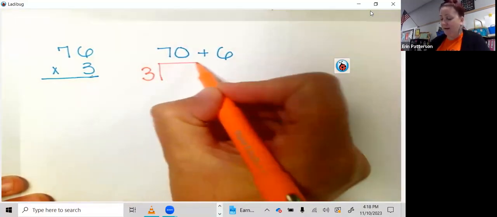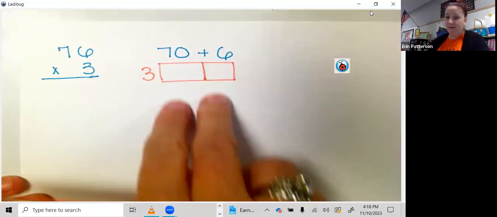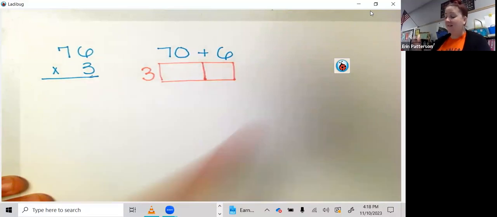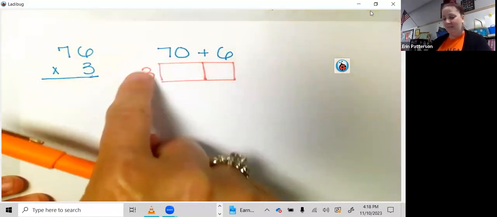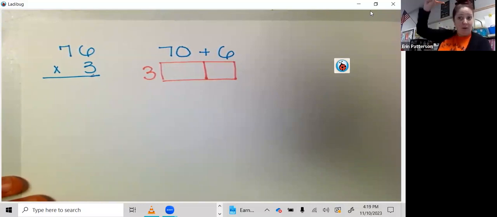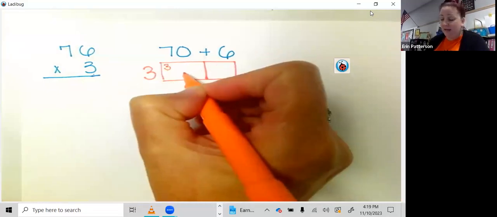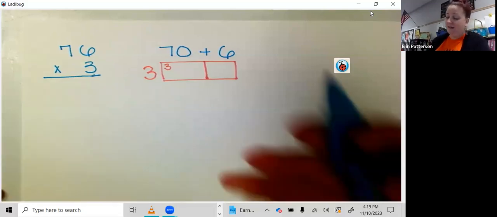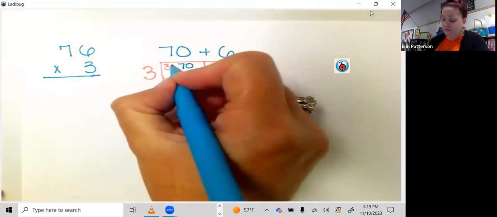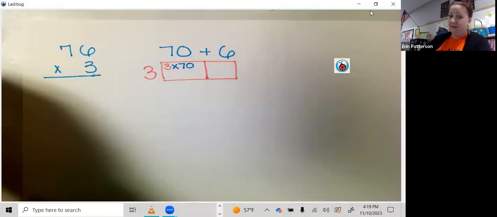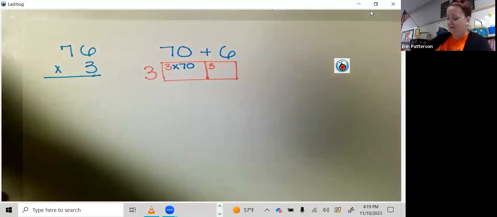So I'm going to make a rectangle, and where my plus sign is. So now I have two pathways going down and one going across. I like to think about it like Mario. Mario walks across the world and he jumps up to hit the coin banks or to get the power-ups. So this number 3 is going to come over into this box, and when he jumps up, Mario is going to hit that 70. In this box, we're representing 3 times 7 tens. Same thing over here. 3 comes all the way over, jumps up, over, and up.